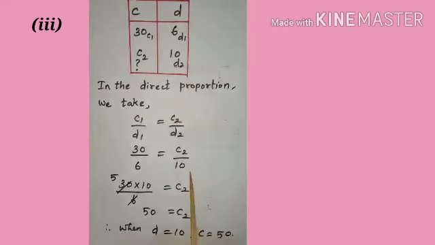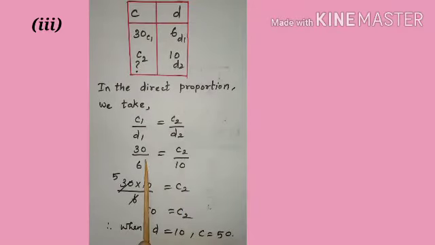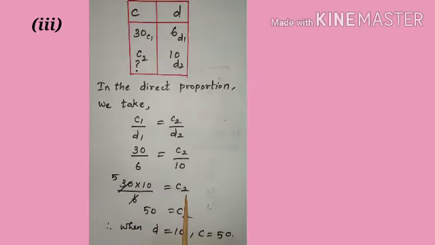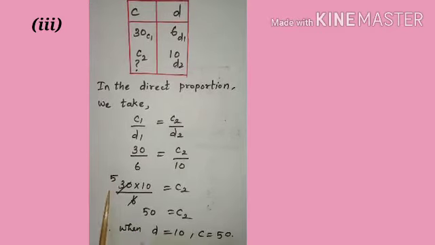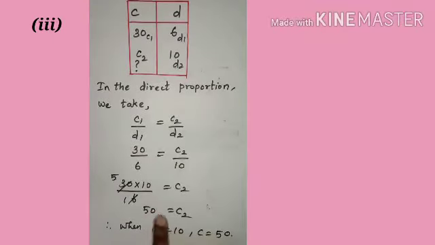Now when 10 goes to the other side, it becomes multiplication with 30. So 30 into 10 divided by 6 is equal to C2. Cancelling 30 and 6 by 6 table, it is 1 time, and in the numerator it is 5 times. So C2 is equal to 50, which is the required value. When D is equal to 10, C is equal to 50.